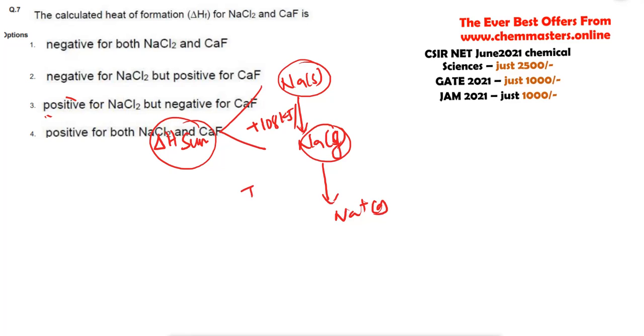Okay, now sodium gas should be converted to sodium plus gas. So that is the first ionization energy, which equals 496 kilojoules.